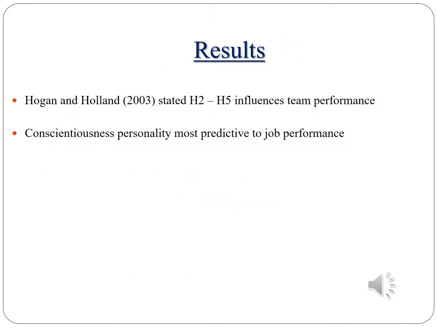Based on the results, Hogan and Holland stated that hypotheses 2 to 5 had the most impact and effect on the leadership traits and strongly influenced team performance. Furthermore, conscientiousness was the most predictive attribute for an individual to increase their job performance in the workplace.